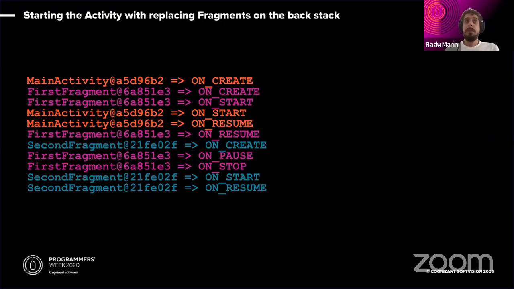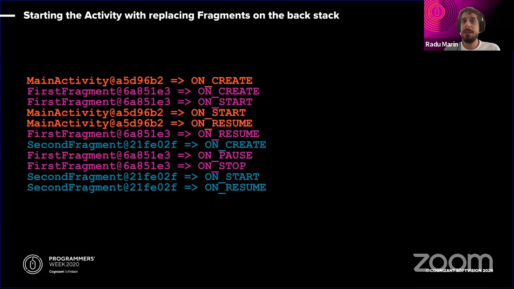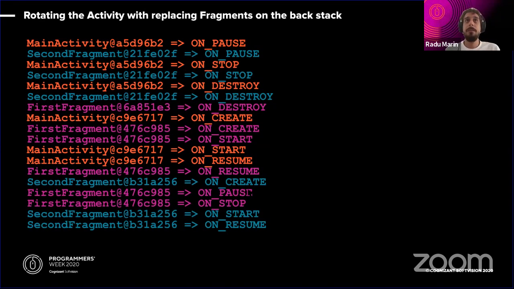And now let's see when we start the activity. It gets created, so does the first fragment. They gain visibility, they gain focus. Afterwards, we press that button, so the second fragment gets created. The first fragment loses focus and visibility because it gets replaced by the second fragment, which gets visible and focused. Cool. Let's see what happens when we rotate the screen now.